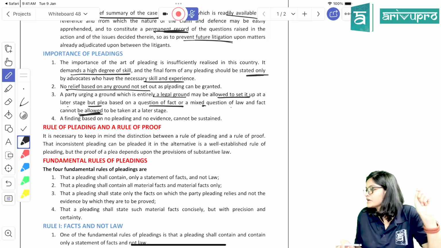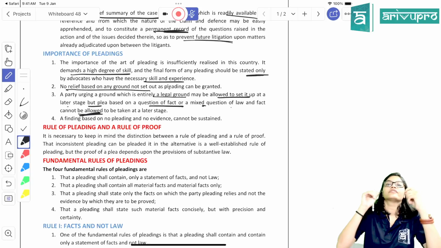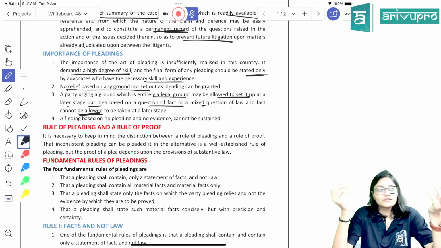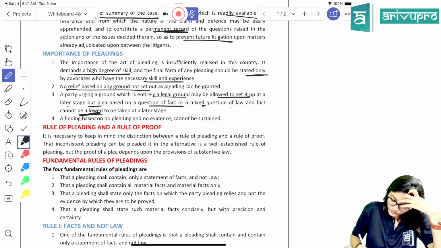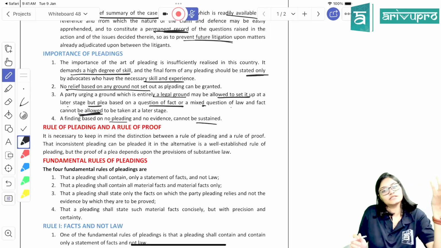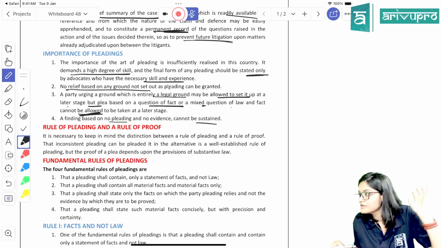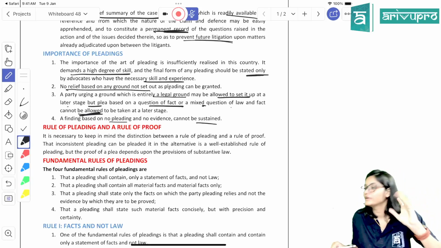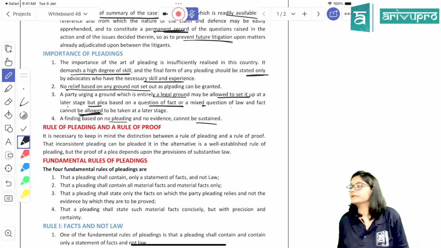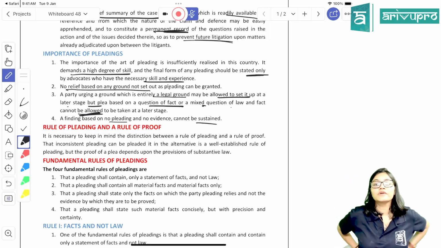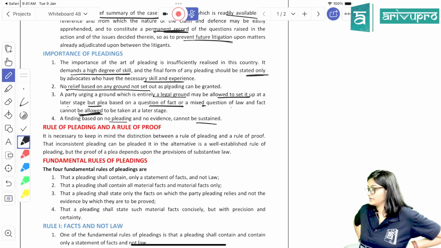Any legal grounds that may be allowed, but any plea for which new questions of fact are there, new questions will not be allowed, right? A finding based on no pleading and no evidence cannot be sustained. No pleadings are there, no evidence is there, it will not be sustained. That is why pleadings are very important. So that was the introduction of your pleading. Now comes a very important question for your exam perspective as well.